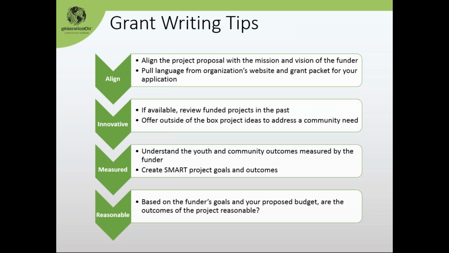So again, I cannot emphasize innovation in your proposal writing enough. It's really, really important to think outside of the box, and if you're not sure, reach out to the organization and ask for feedback.